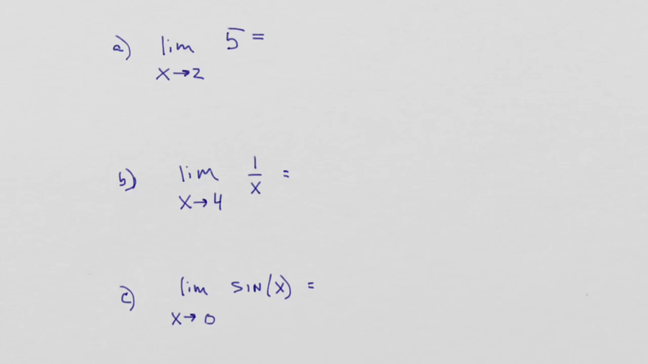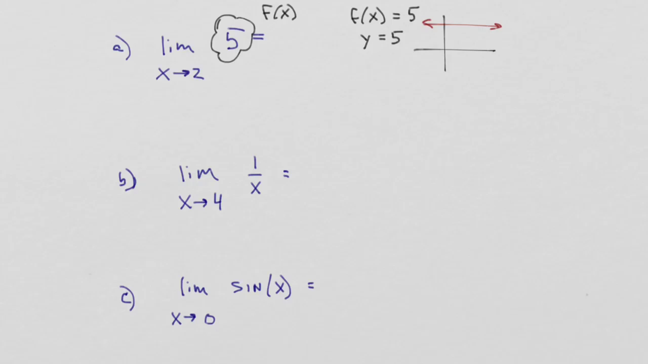For letter A, I'm asking you to find the limit as x approaches 2 when the function is 5. So this is kind of weird. Ask yourself, what does a function of 5 look like? Graphically, what is the graph of 5? Remember, that's our f of x. So what I'm saying here is that f of x is equal to 5, or in other words, y is equal to 5. What is that line looking like? It is a flat horizontal line going through a y value of 5.